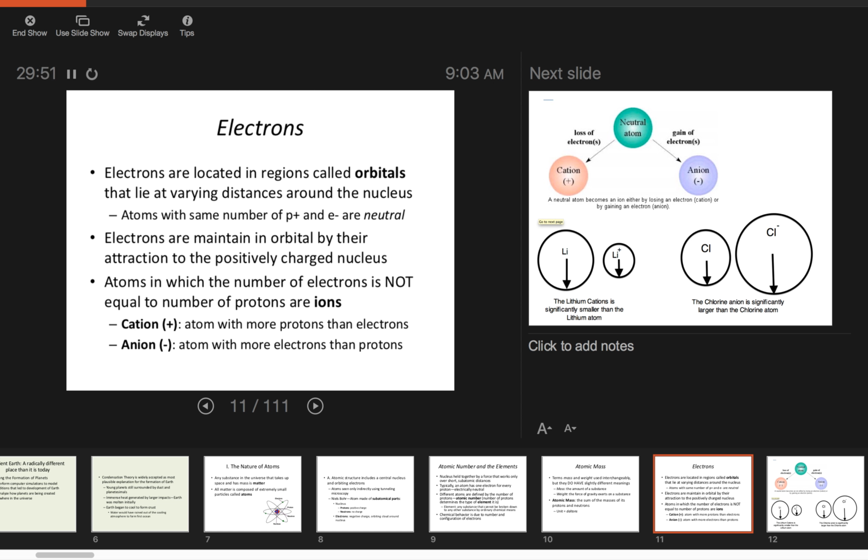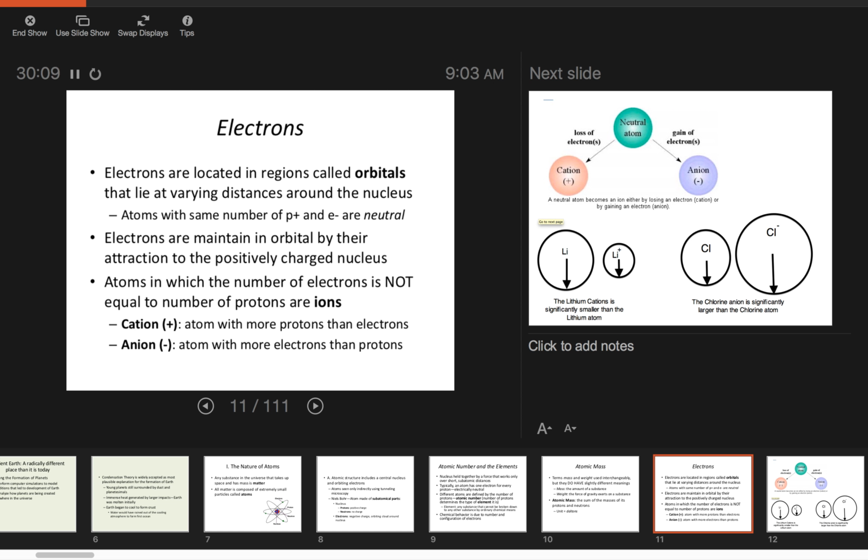So electrons, we just said, are located outside the nucleus, and they're actually located in regions called orbitals. And orbitals have different shapes. They can be dumbbell shaped or circular or donut shaped. But atoms with the same number of protons and electrons are neutral. And we've walked through a few examples of that.